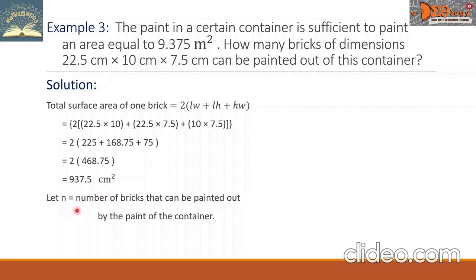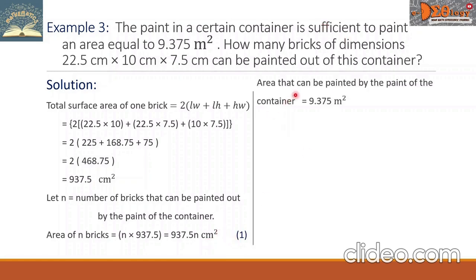Now, we let n equal the number of bricks that can be painted by the paint of the container. So, the area of n bricks will be n times 937.5. In this case, we'll just put together this n and this number. It becomes like this. And the unit of measurement, we will just attach: square centimeters. Let this be equation 1.